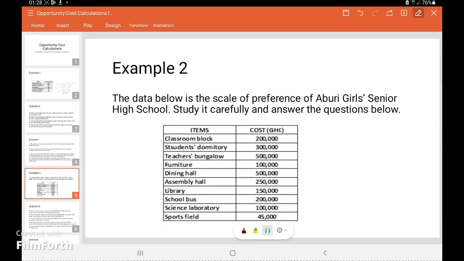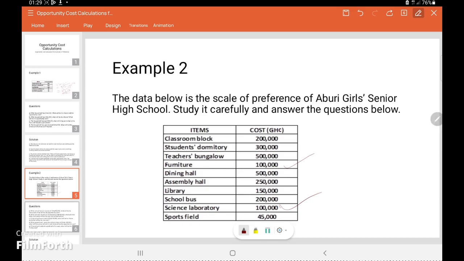100,000 Ghana cedis. What will the school be able to buy? The school's choice will be furniture. And the true cost will be, let's go through, so the school's choice will be the furniture, 100,000 Ghana cedis. And then the opportunity cost will be science laboratory. Yes. So take note of it.